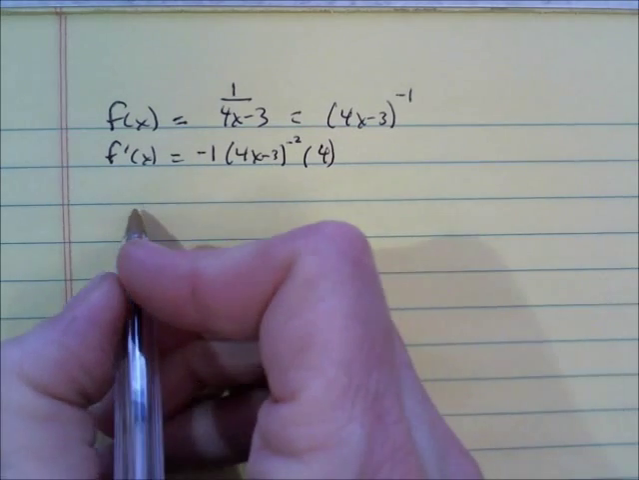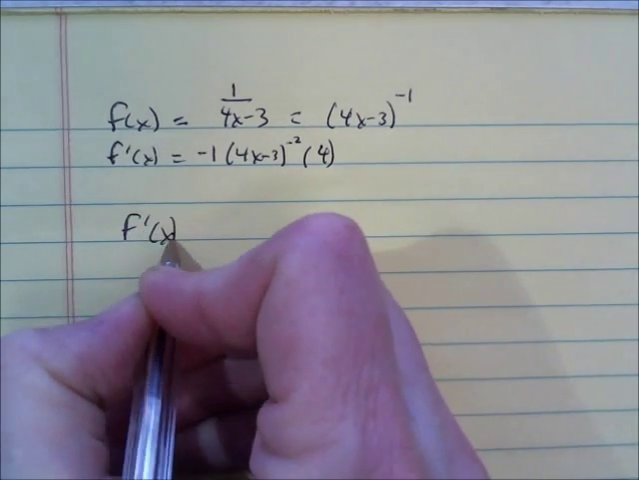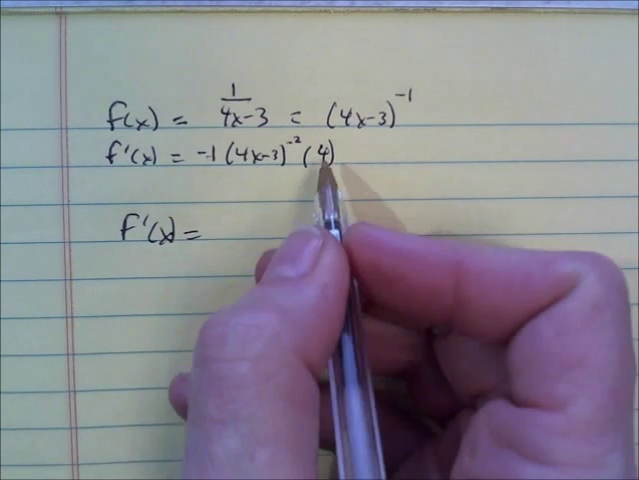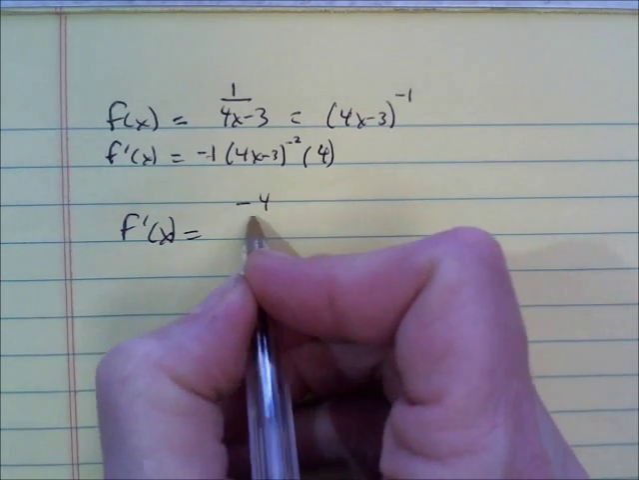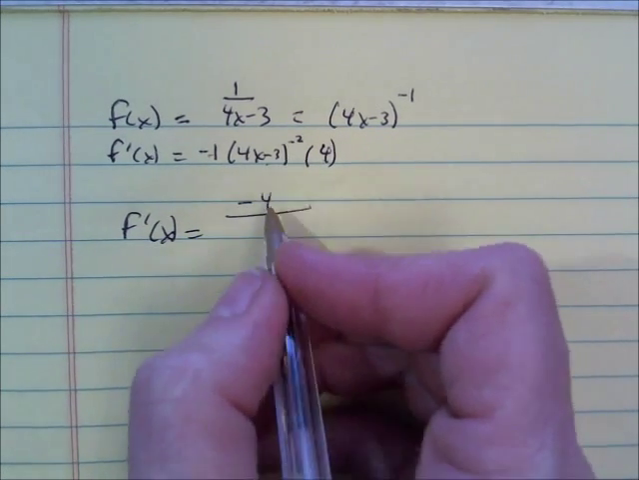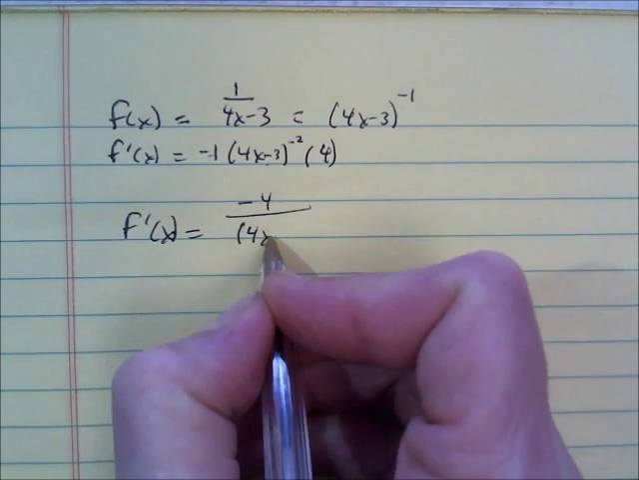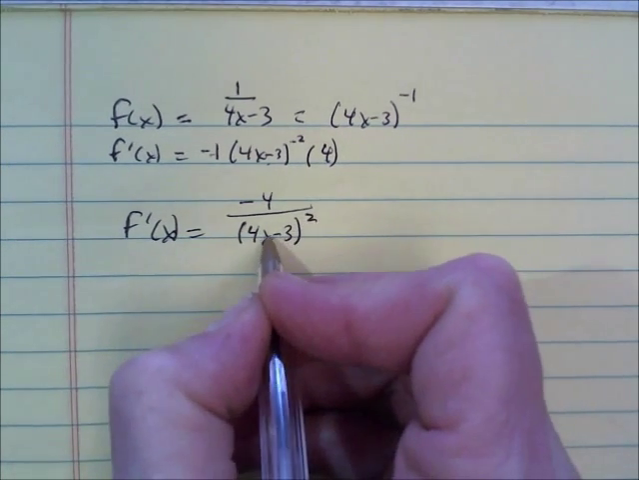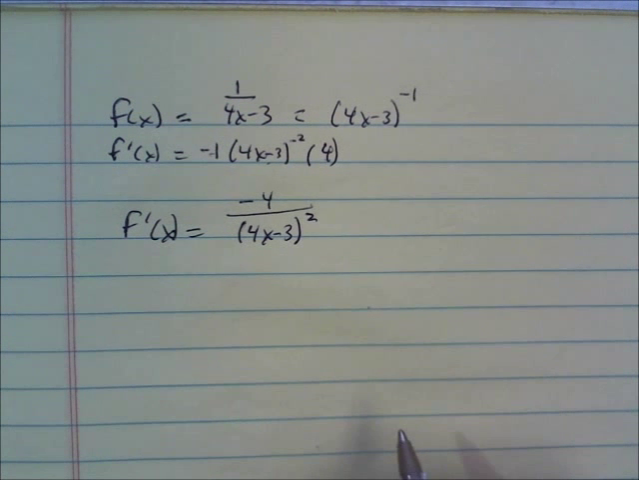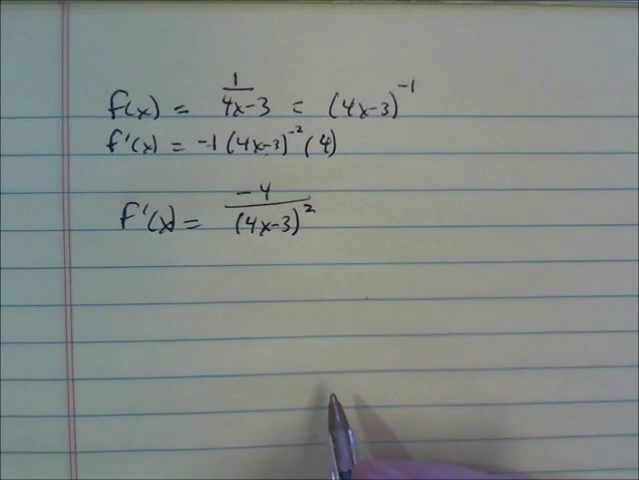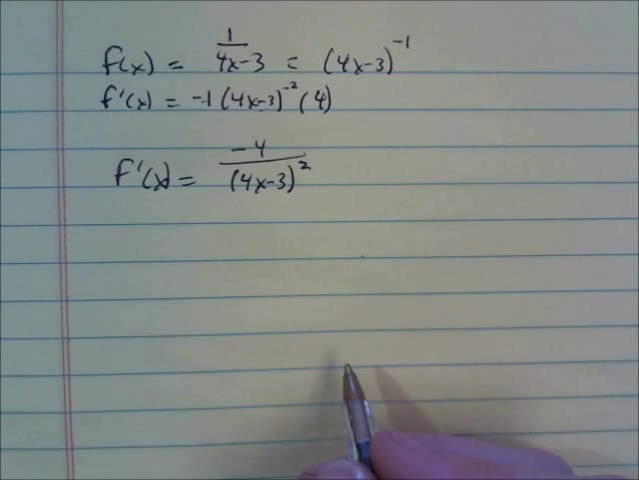So if we clean this up a little bit, we would call this f prime of x is equal to negative 1 times 4 is negative 4, and then 4x minus 3 to the negative 2 goes to the bottom. It becomes 4x minus 3 to the 2nd power, and we would leave that one like that. Let's see what other examples we have here.